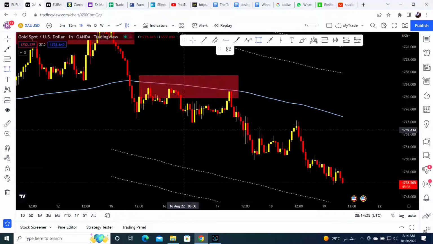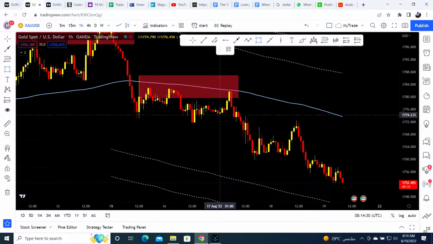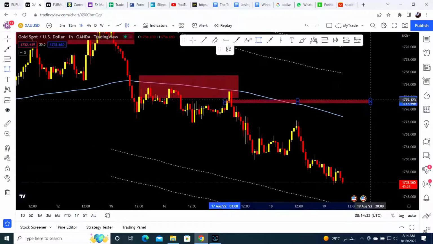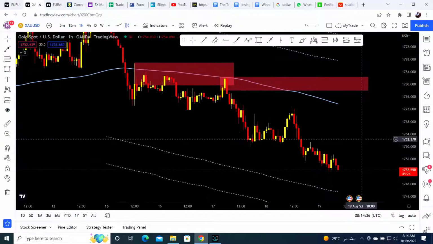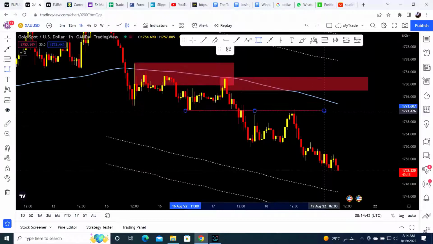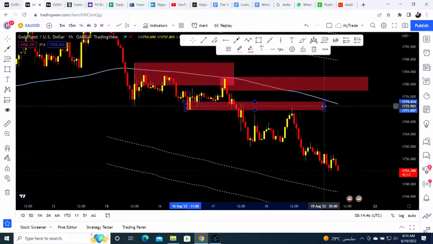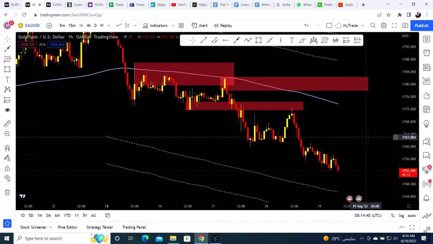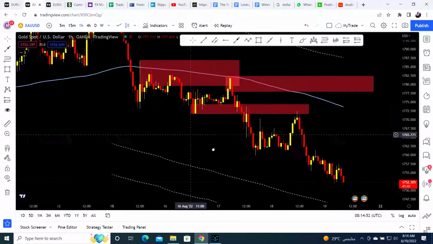For this zone, I would have marked this and waited to see whether price will come there. Price will not always come to your zone. Then there is another level here that I could have also marked and waited for price to enter.